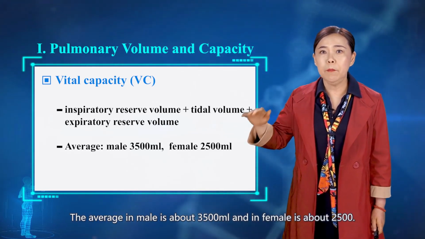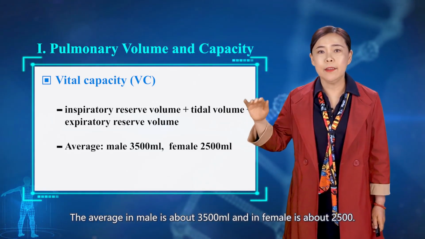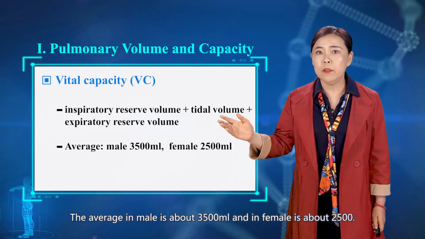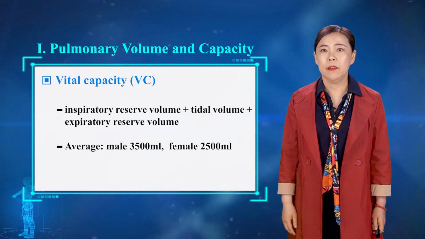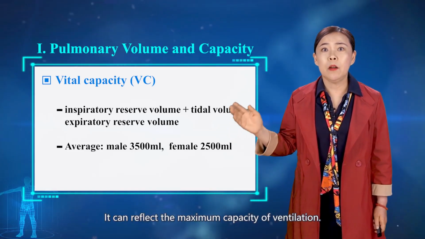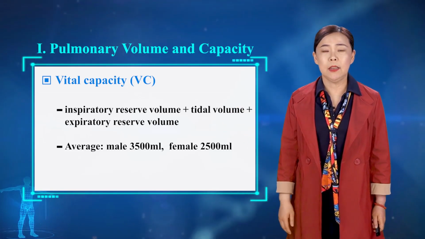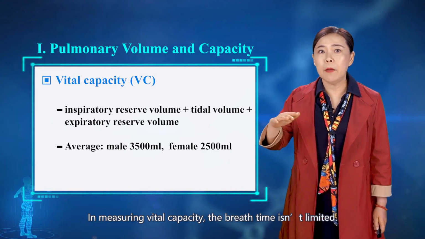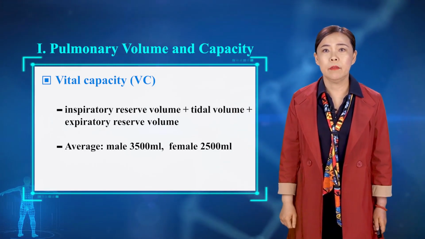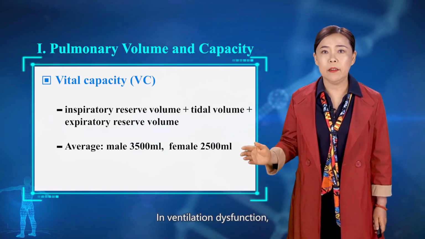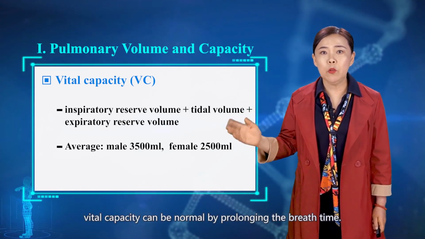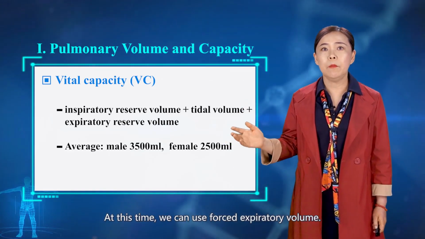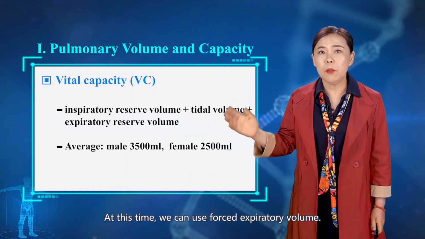The average in male is about 3,500 milliliters, and in female is about 2,500. It can reflect the maximum capacity of ventilation. In measuring vital capacity, the breath time isn't limited. In ventilation dysfunction, vital capacity can be normal by prolonging the breath time. At this time, we can use forced expiratory volume.